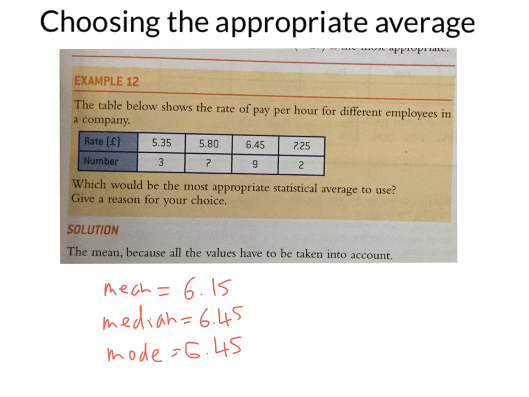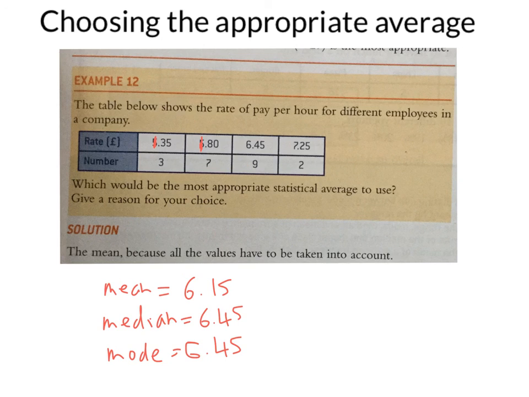But let's say the rate of pay for the first group was £1.35 and the second group was maybe £1.80. The median and the mode would still be £6.45. These numbers wouldn't affect that. So the median and the mode isn't really taking into consideration everything that's going on in the full picture. It's just looking at a middle value, a snapshot person, or the most common group.